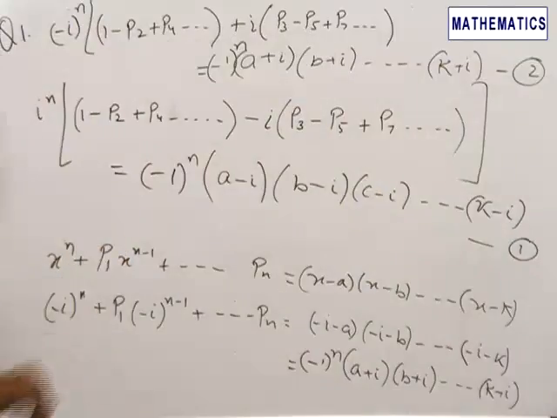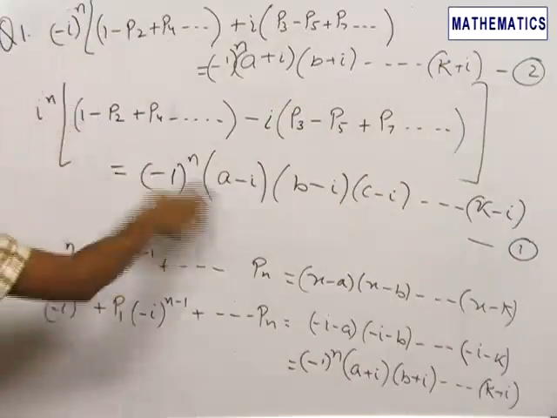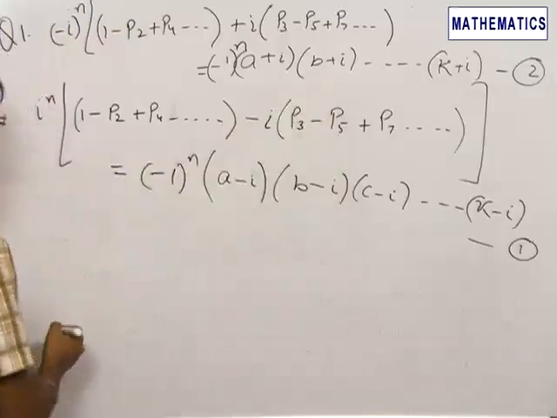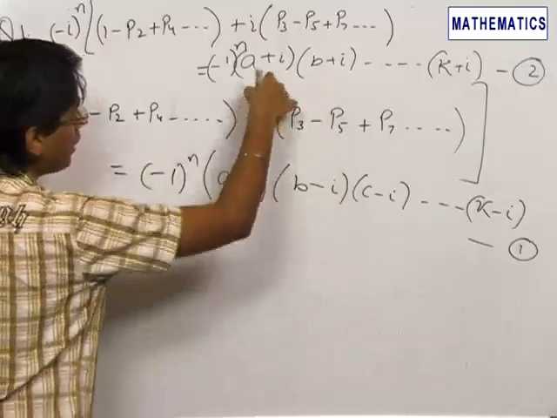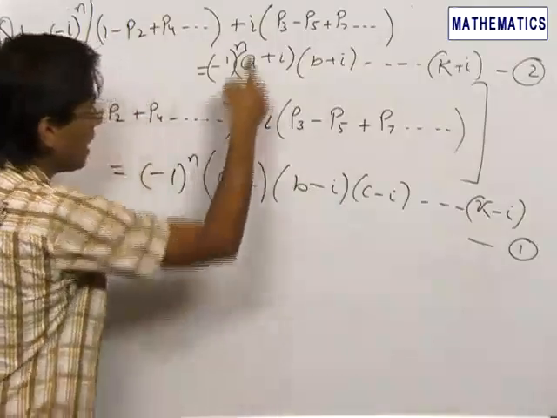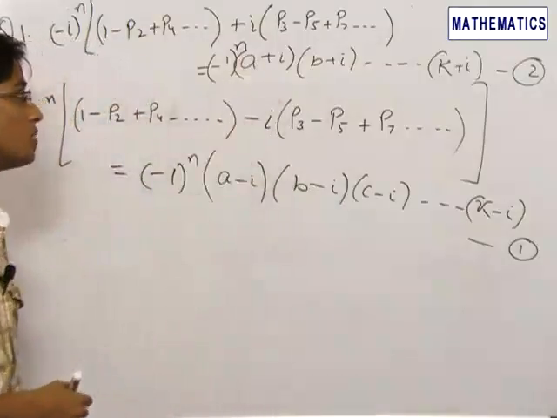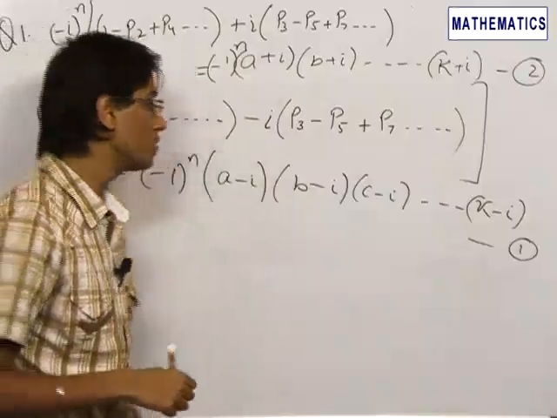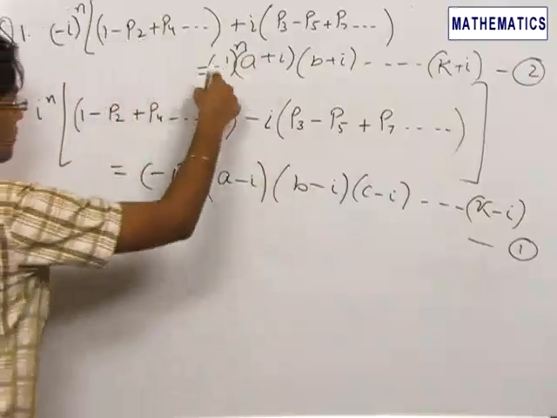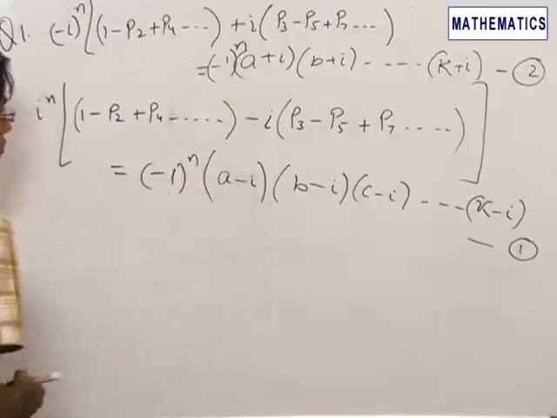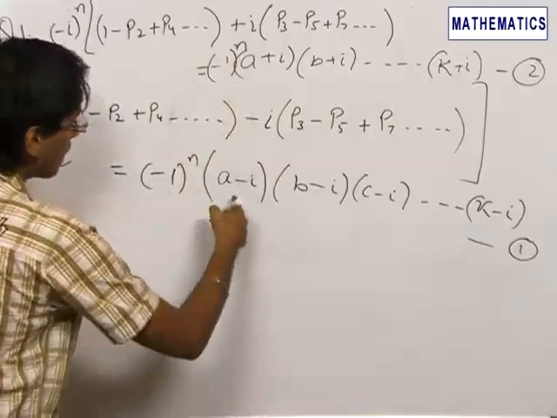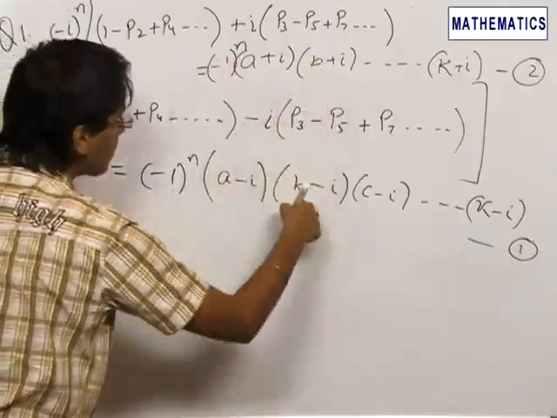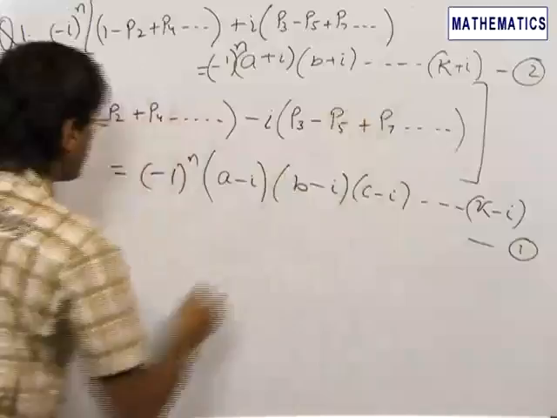Now very clearly, if we multiply the expressions 1 and expression 2, what we will get is a minus iota into a plus iota. This becomes a minus b into a plus b, which is a square minus b square. A square and iota square is minus 1. So this becomes a square minus minus 1, which is equal to a square plus 1. This becomes minus 1 power 2n, which is equal to 1. So the right hand side of the expression becomes a square plus 1, b square plus 1, c square plus 1 up till k square plus 1.